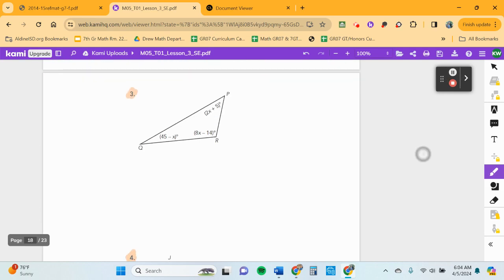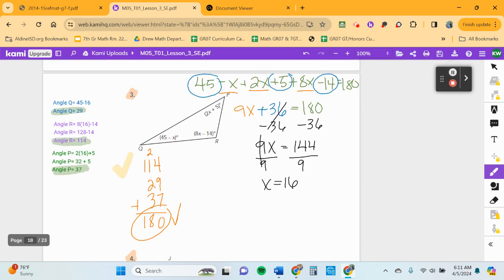Alrighty, moving on to number 3. Compare your equation to mine. You should have gotten 45 minus x plus 2x plus 5 plus 8x minus 14 is equal to 180. And you could have also put those in any order as long as you've got those same exact terms in that equation. For angle Q, I got 29. For angle R, you should have gotten 114. And for angle P, you should have gotten 37. I added mine up to check, and they did in fact add up to 180 degrees. So I know those are correct.